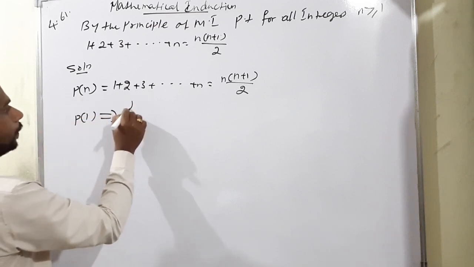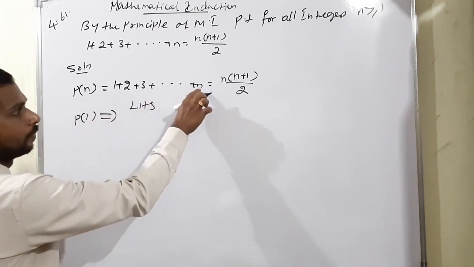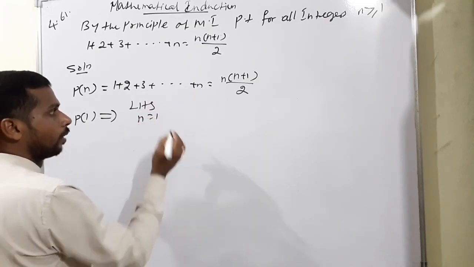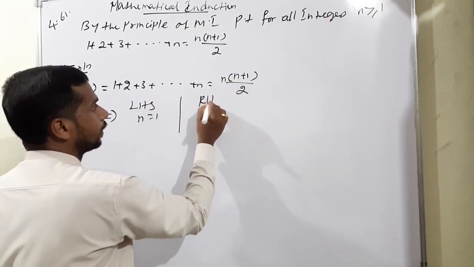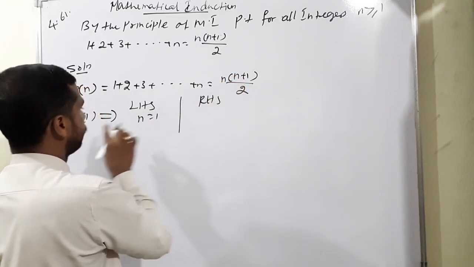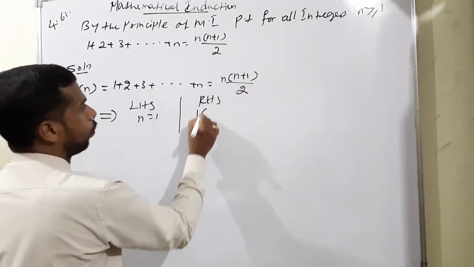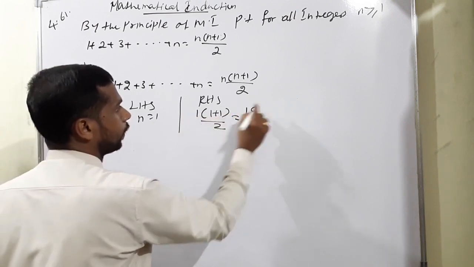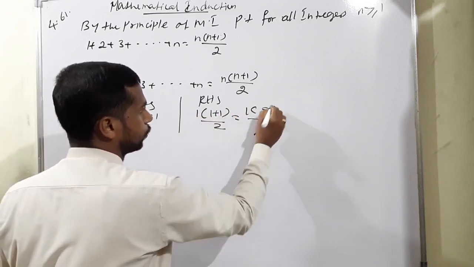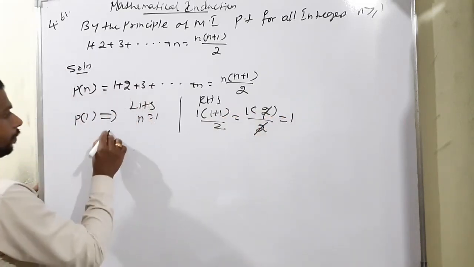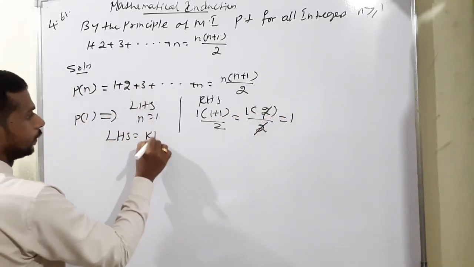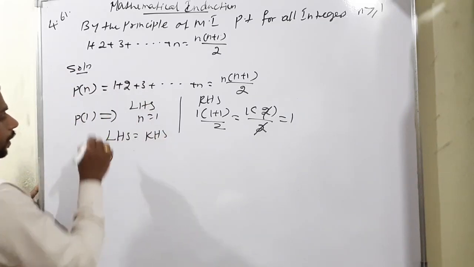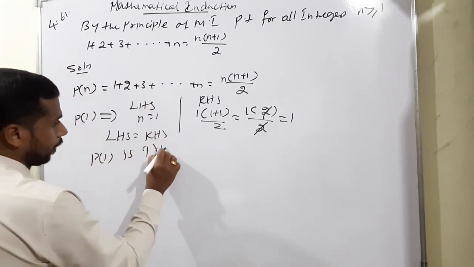So, P of 1 means LHS, instead of n only, is there. Therefore, the value will be 1. Then the right hand side, RHS: if you replace n with 1, we get 1 into 1 plus 1 divided by 2. So, 1 into 1 plus 1 is 2, divided by 2. The 2 cancels, and it is equal to 1. See, LHS equals RHS. So, both sides are equal, which means P of 1 is true.